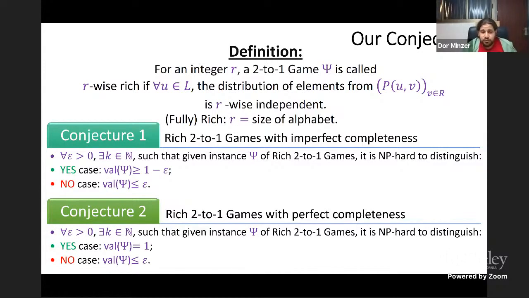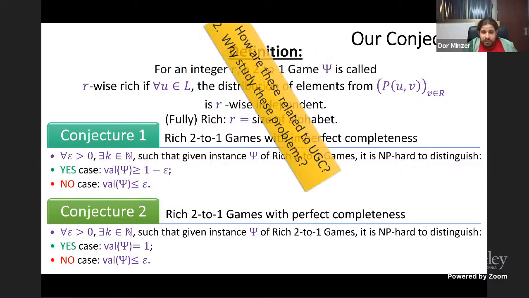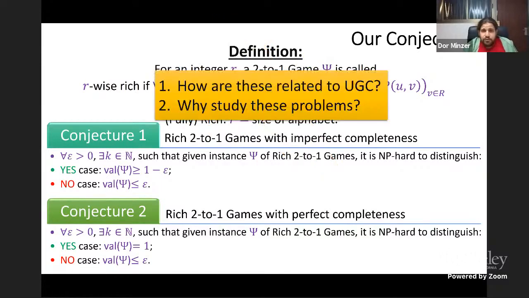So these are the two conjectures that we make. And two very natural questions are, how are these conjectures related to unique games? And secondly, why study them? Of course.